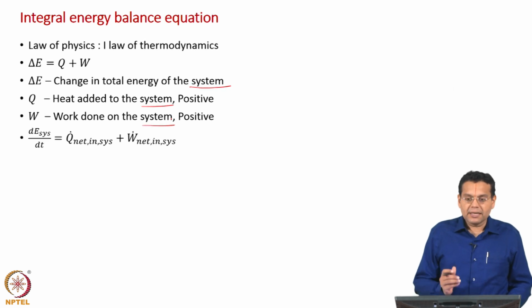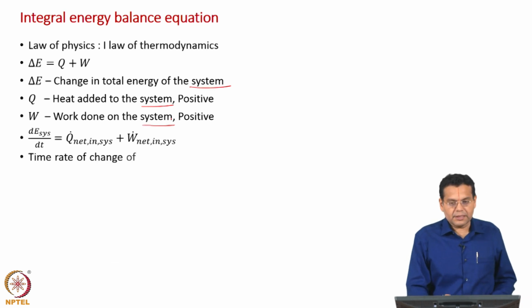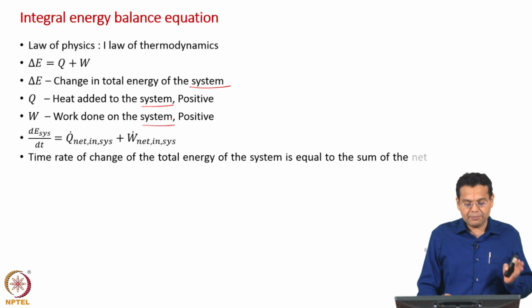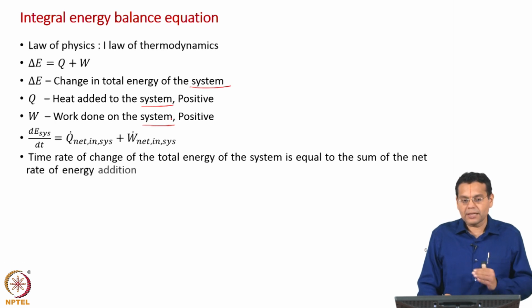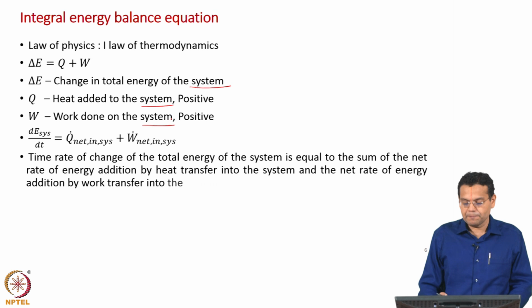Left hand side is the rate at which the total energy of the system changes. Let us read out formally what this equation tells us. The time rate of change of the total energy of the system is equal to the sum of the net rate of energy addition by heat transfer into the system and the net rate of energy addition by work transfer into the system.